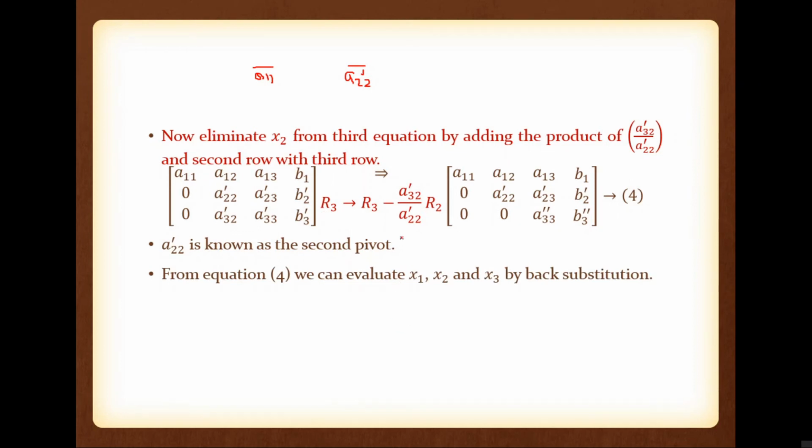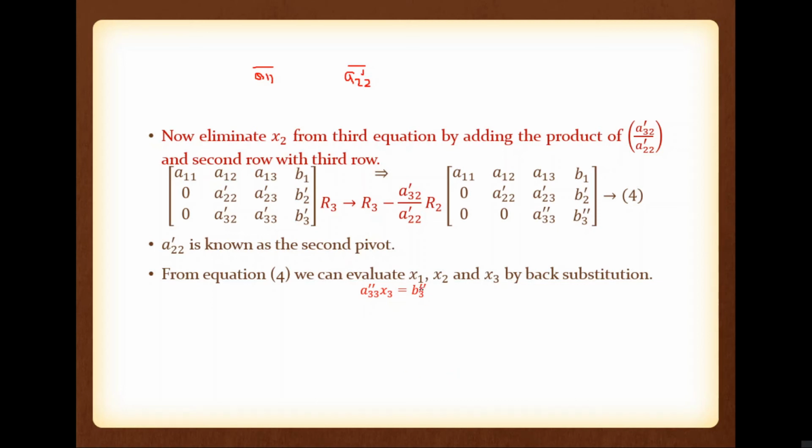Okay. So now this is equation number 4. I told you this one is the final augmented matrix. So by using this final augmented matrix, we can find the values of x1, x2, x3. How? Take the last row. This 0 is the coefficient of x1, this is the coefficient of x2, this is the coefficient of x3, and this is the output. So what is the corresponding equation? This one. Am I correct? A33 double dash into x3 is equal to b3 double dash. So from this last row, we can find x3.